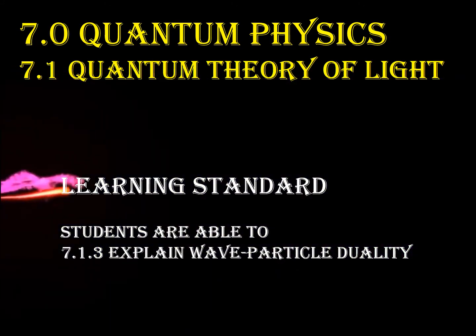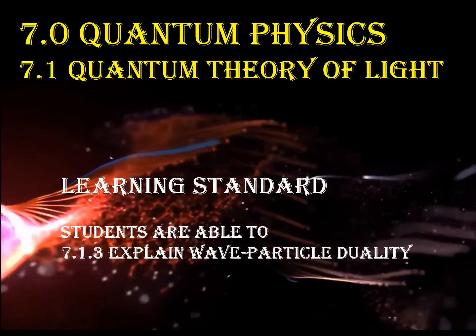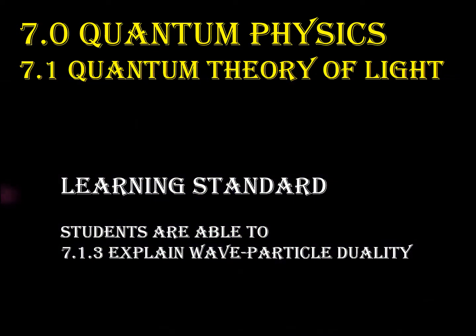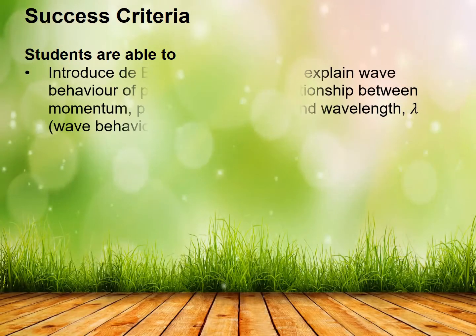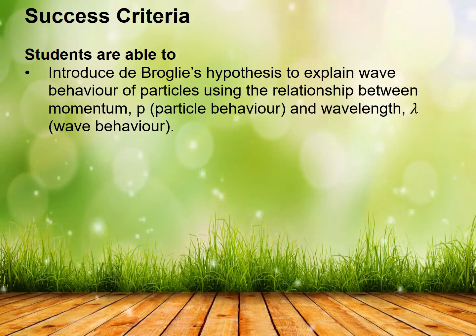Learning standard. At the end of the lesson, students are able to explain wave-particle duality. Success criteria. Students are able to introduce de Broglie hypothesis to explain wave behavior of particles using the relationship between momentum, particle behavior, and wavelength, wave behavior.